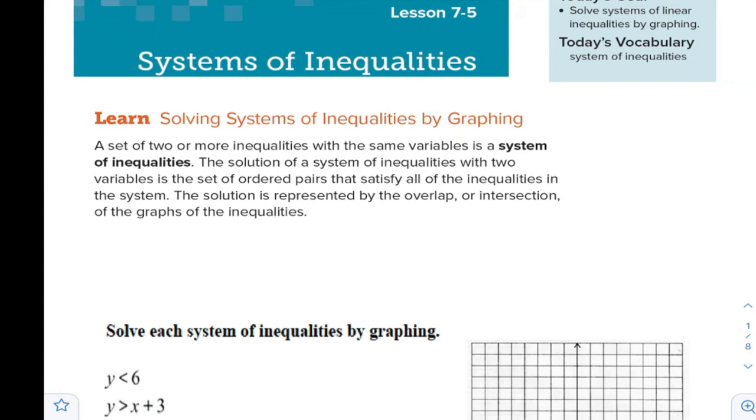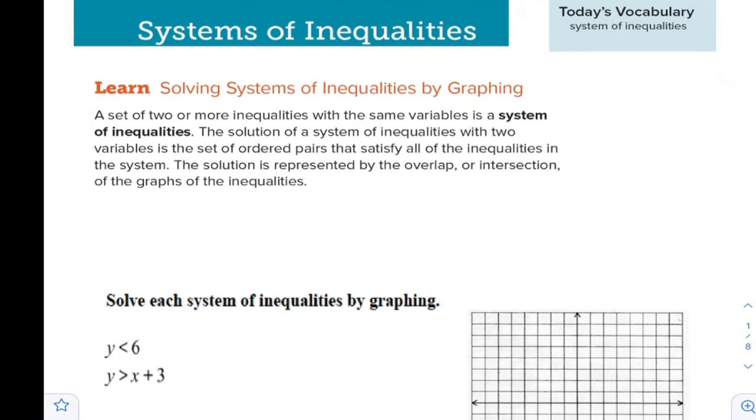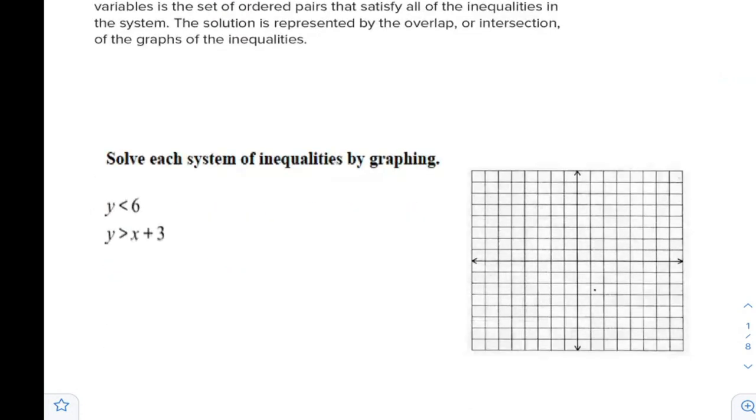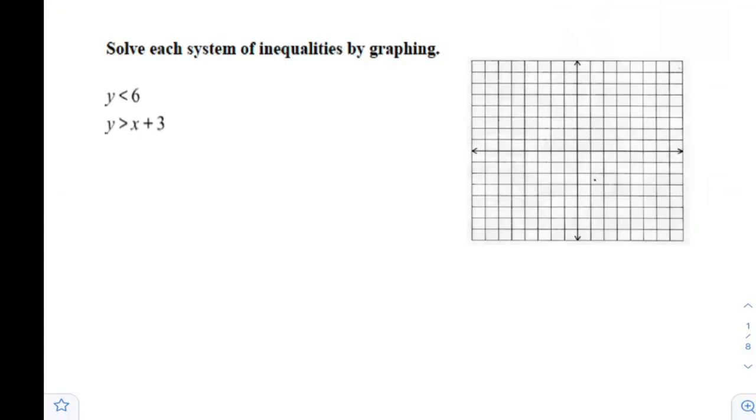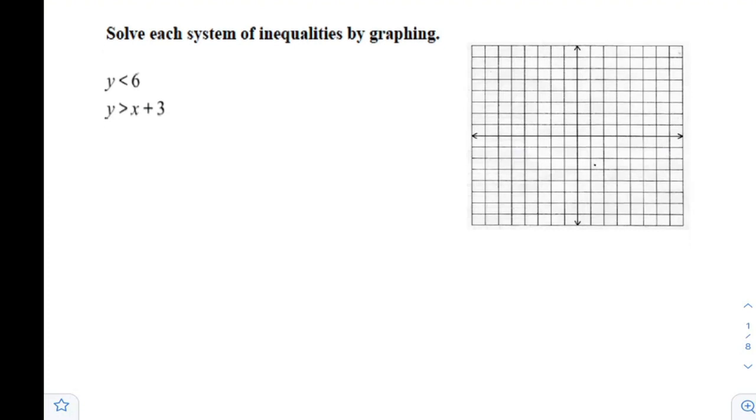Let's start with this exercise. Solve systems of inequalities by graphing. The first inequality is y less than 6. The second inequality is y less than x plus 3. What is the procedure that you are going to follow to graph the inequalities?